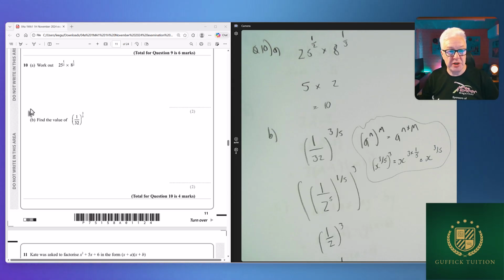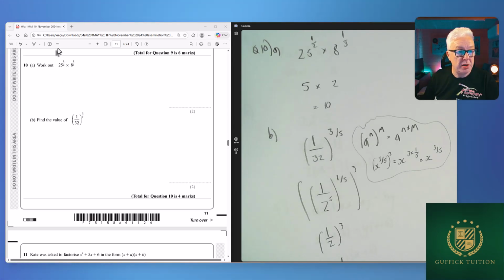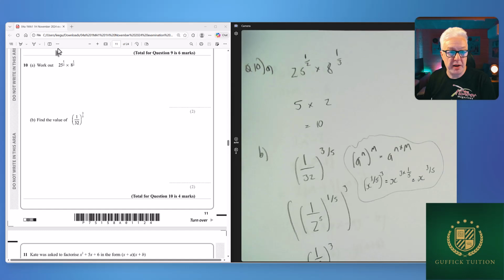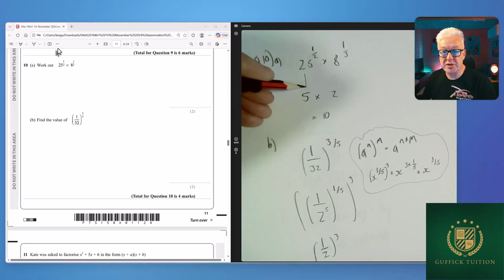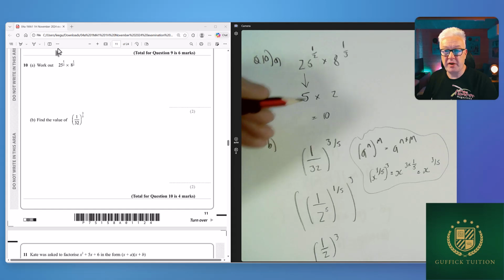Hello everyone, this is question 10 of paper 1 from November 2024 for Edexcel. It says work out 25 to the half times by 8 to the power of a third. So 25 to the half means the square root of 25, so that's 5.